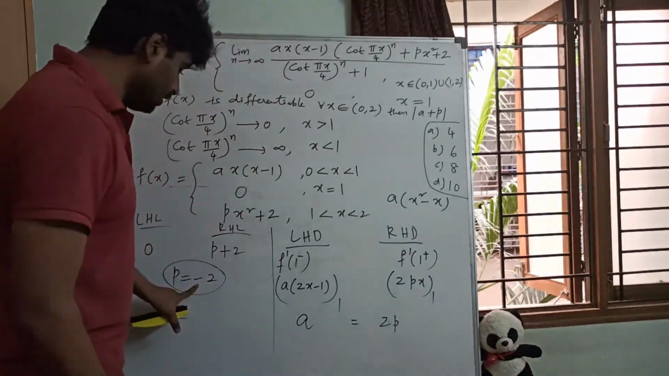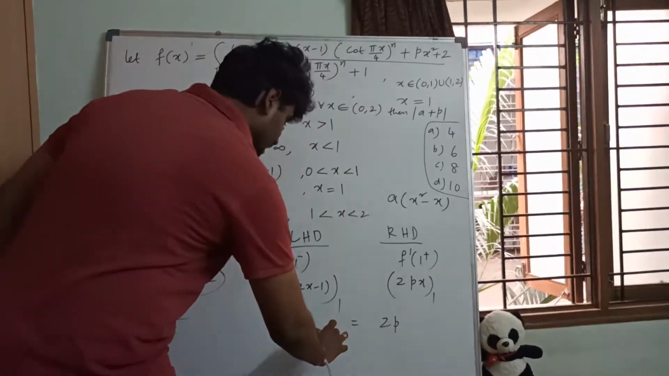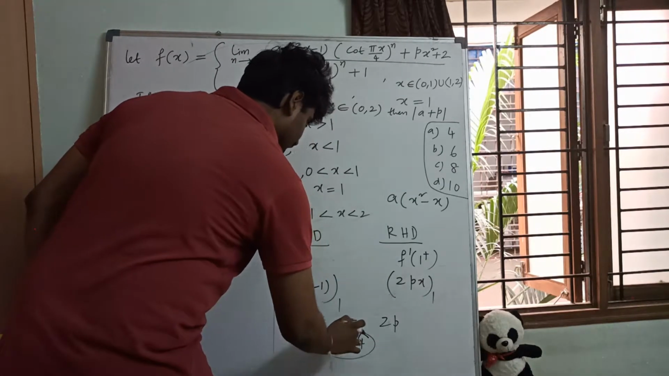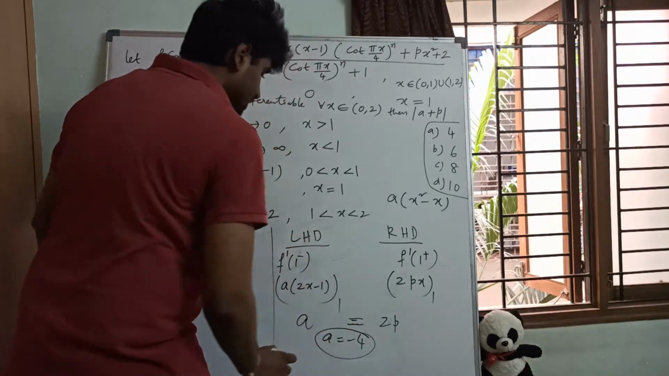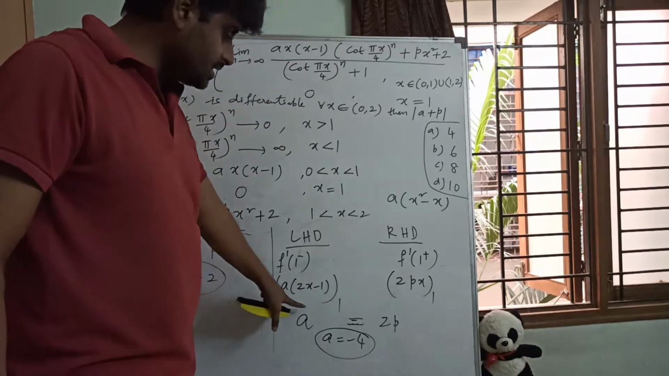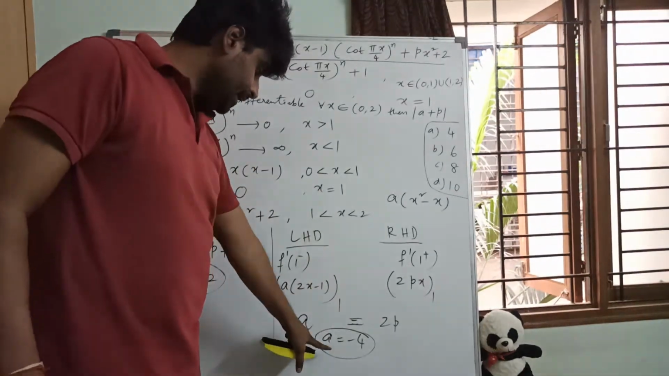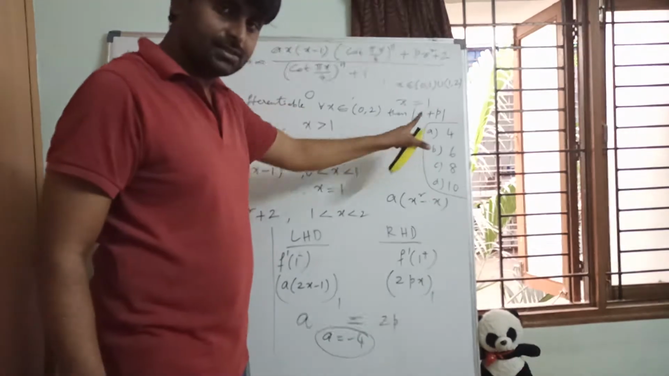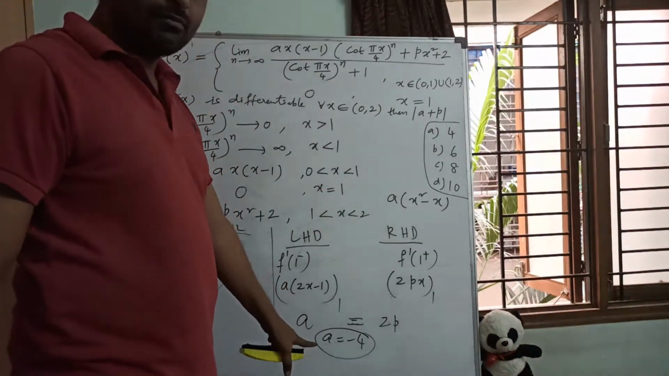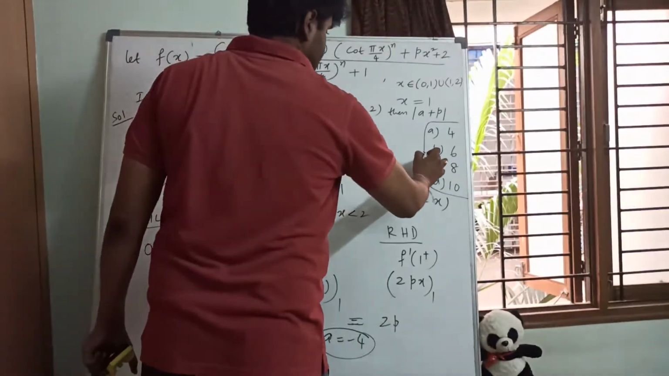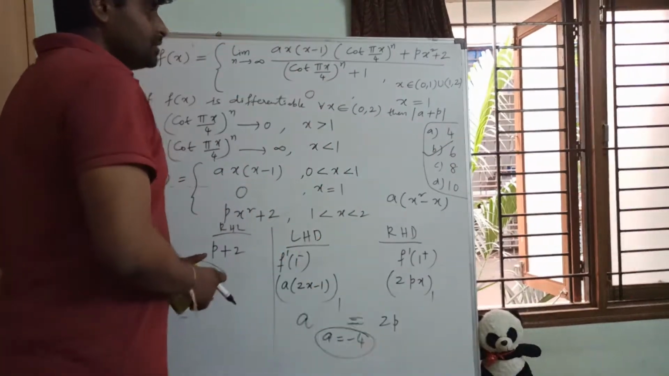So what is p there already? Minus 2. If you substitute there, the a value is minus 4, correct, because it was already given that it is differentiable. LHD and RHD must be equated there. So a value is minus 4, p value is minus 2. That means what is the sum of these? Minus 2 minus 4 is minus 6. Modulus of minus 6 is 6. Clear? So hope you have understood.